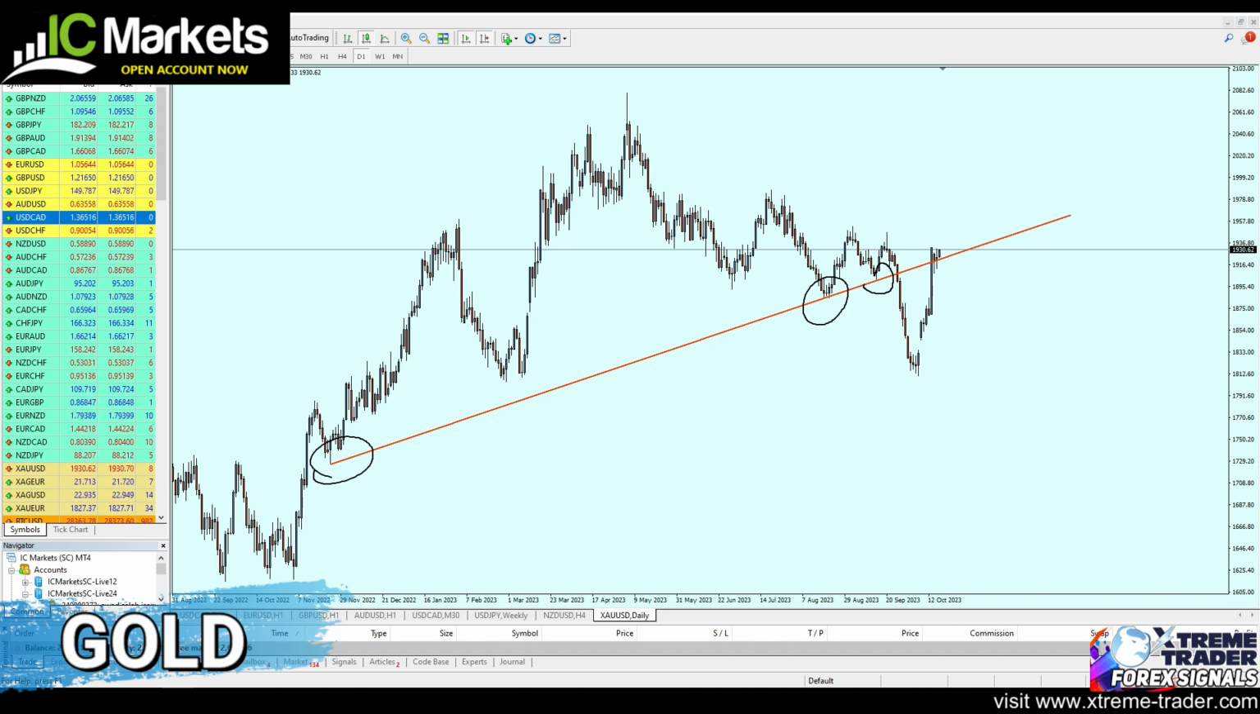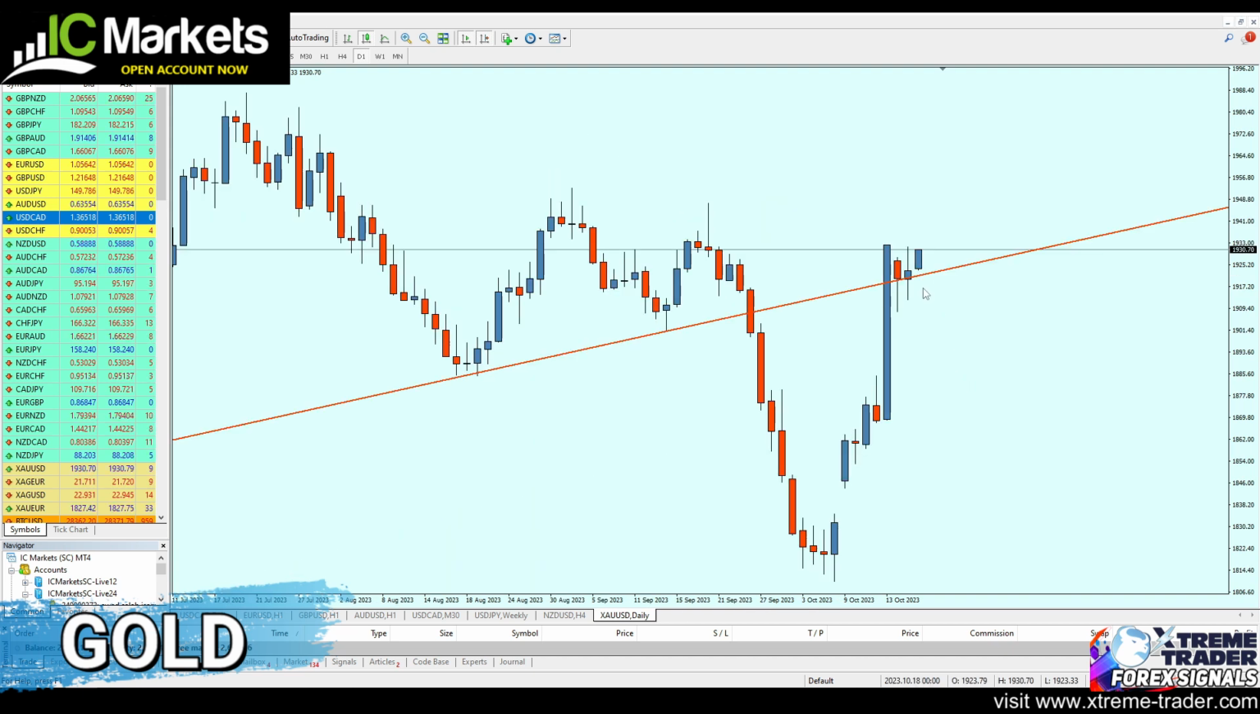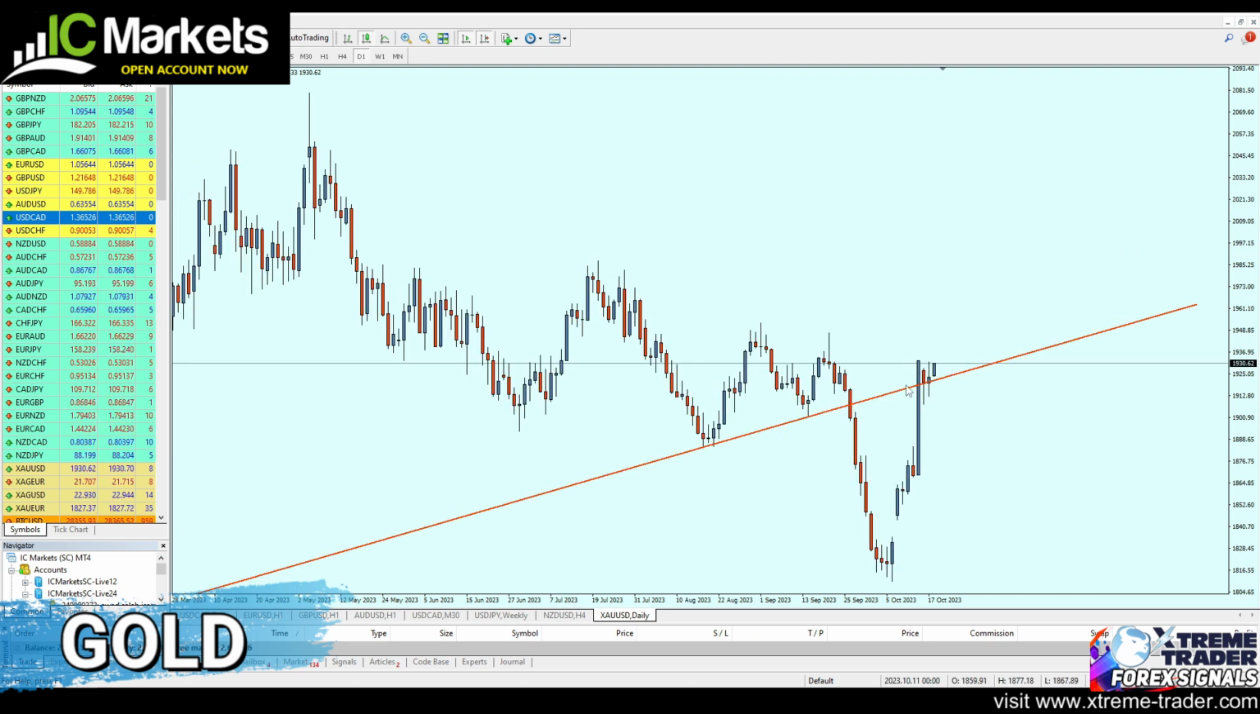But however, seeing the market respecting that level of a support, a trend line, I would assume that it's actually not going to be a bad idea to wait for the market to fall again for another 70 pips. Then we can continue buying this pair.